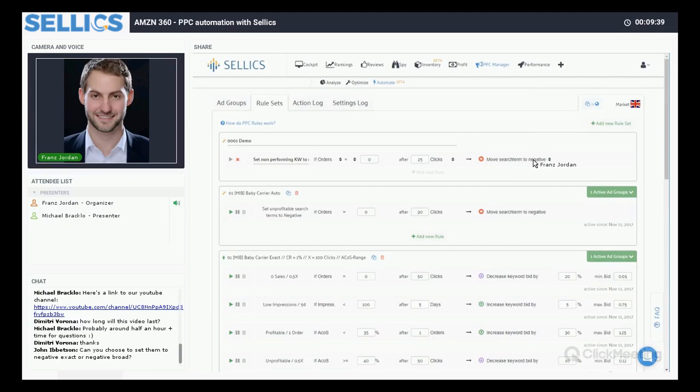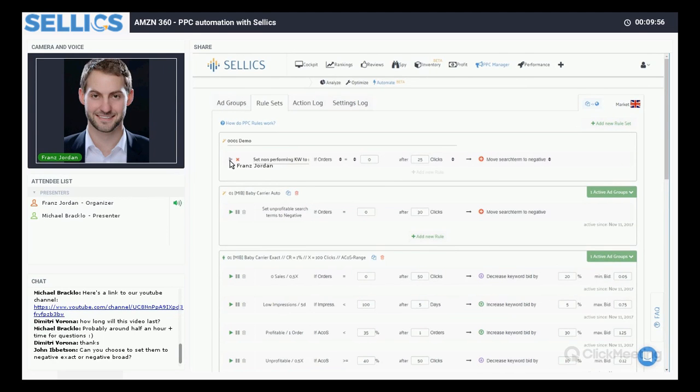So it will automatically set them to negative exact. It will not set them to negative broad, but it will only move them to negative exact, right? So if you have 0 orders after 25 clicks, move the search term to negative exact. So this is the rule that we've created.